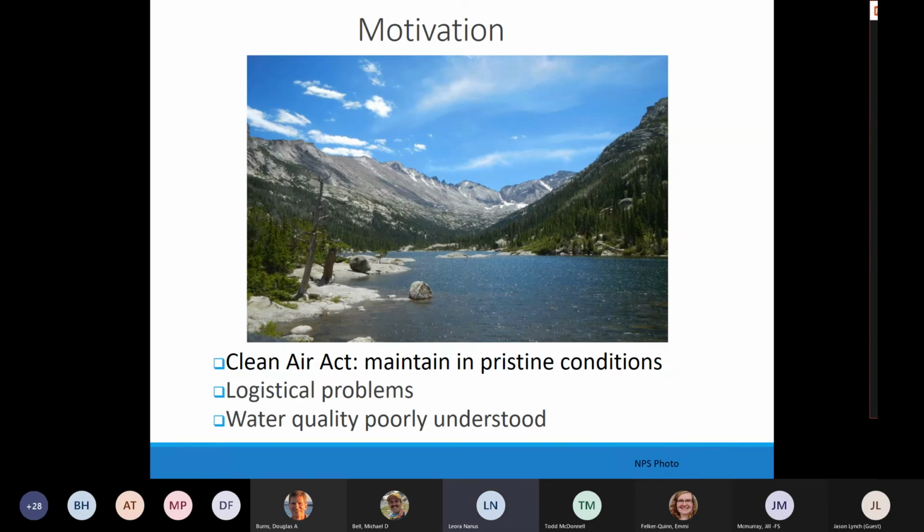So resource managers have regulations such as the Clean Air Act and others to maintain these areas in pristine conditions. These lakes are often logistically difficult to monitor long-term change in these environments due to funding and access issues. So in these environments, regional water quality risk assessments are poorly understood because of limited data for calibrating the models, and deposition is difficult to quantify in this topographically complex terrain.